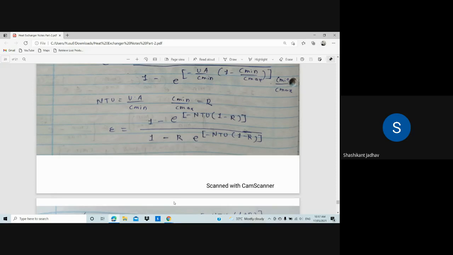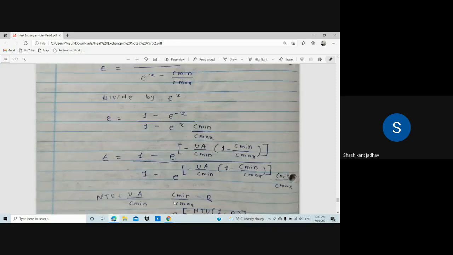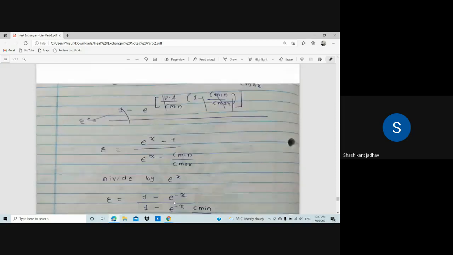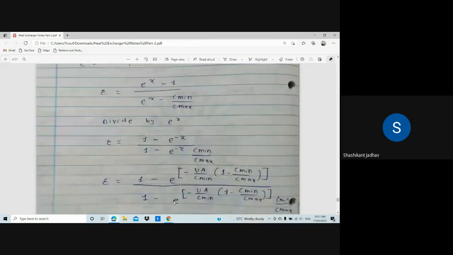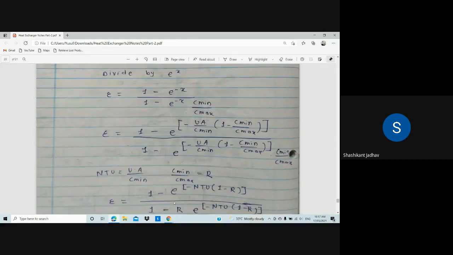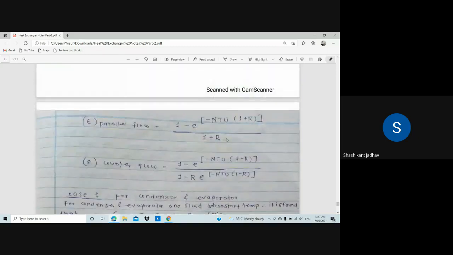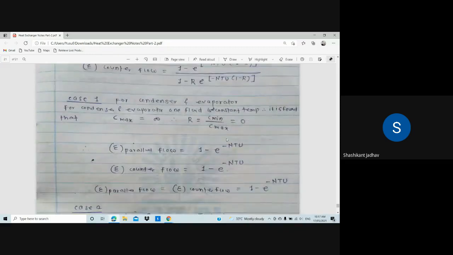So we get it in the form of x, that is epsilon is equal to (e^x - 1) divided by (e^x - Cmin/Cmax). Then divided by e^x, we get the equation. So the final equation we get is epsilon equal to (1 - e^(-NTU(1 - R))) divided by (1 - R e^(-NTU(1 - R))). So these are the equations for the parallel flow and counter flow heat exchanger.